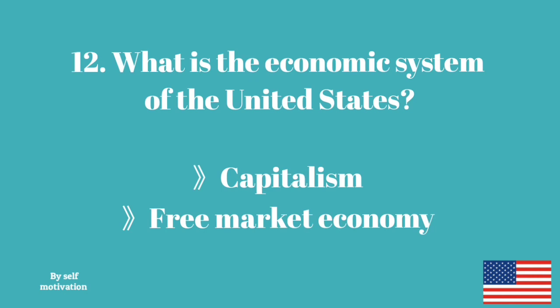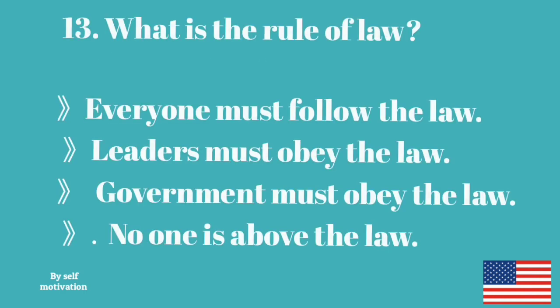What is the economic system of the United States? Capitalism. Free market economy. What is the rule of law? Everyone must follow the law. Leaders must obey the law. Government must obey the law. No one is above the law.